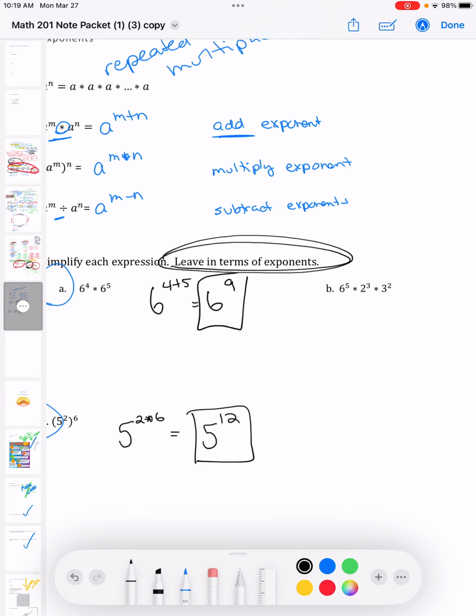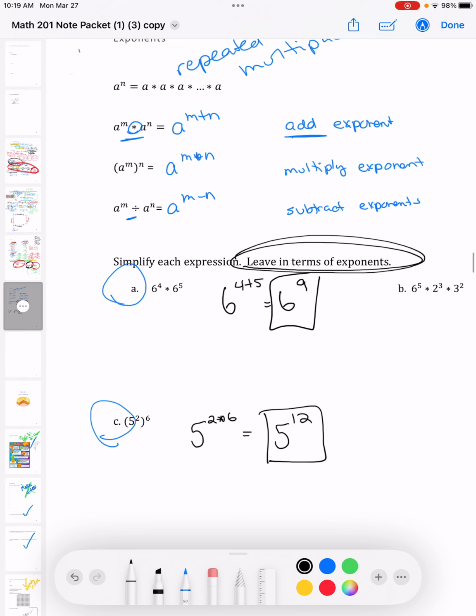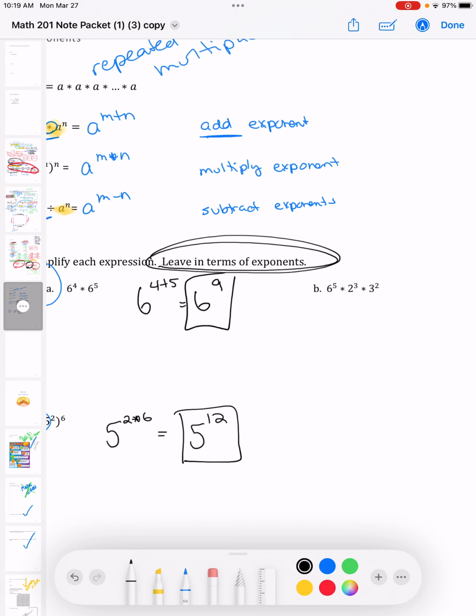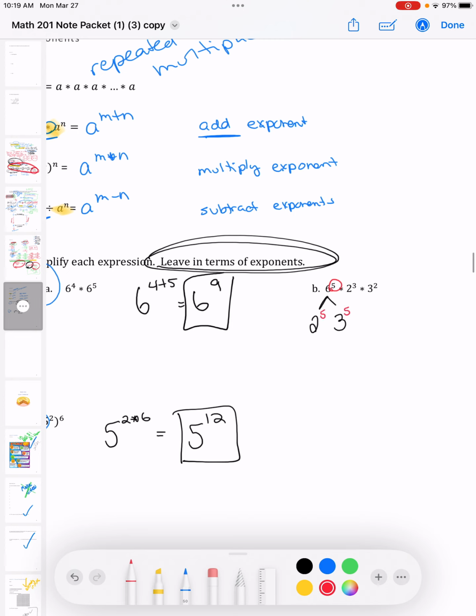Now B, I told you I would do. This one's a little bit more challenging. I can't apply my rules unless I have the same bases. If you look up here at the top, I always had the same base when I was doing these rules. My base was A. So I've got to get these guys to have the same base. And I remember that 6 is 2 times 3. So I could write 6 as 2 times 3. And then it had a 5 in the exponent. So I'm going to carry that 5 down. So my new problem is really the exact same problem, just written differently.